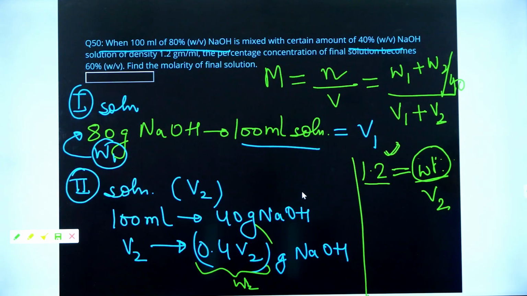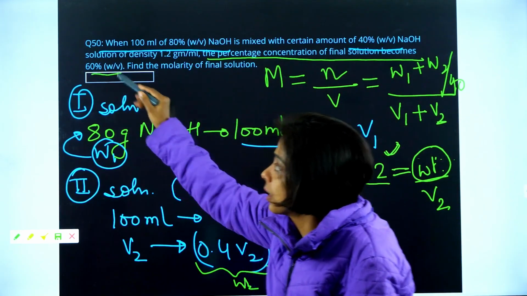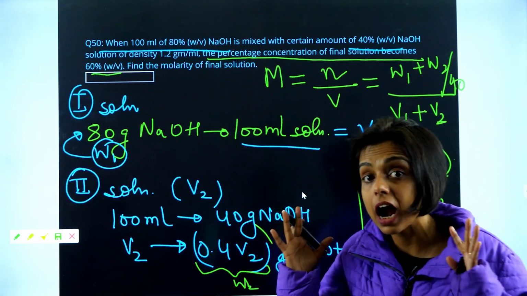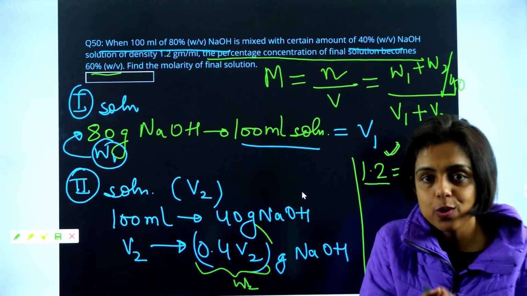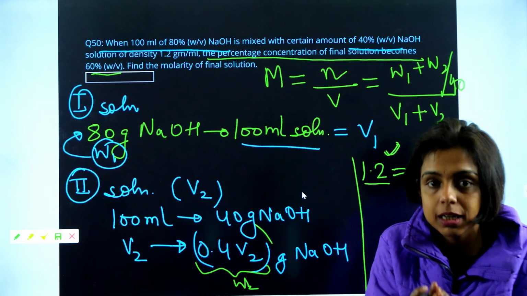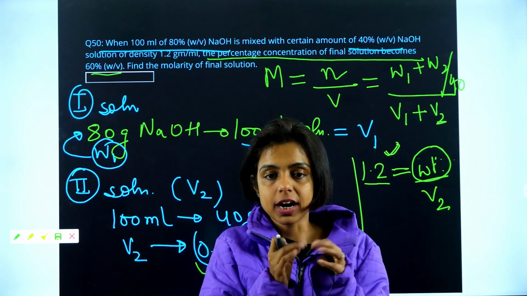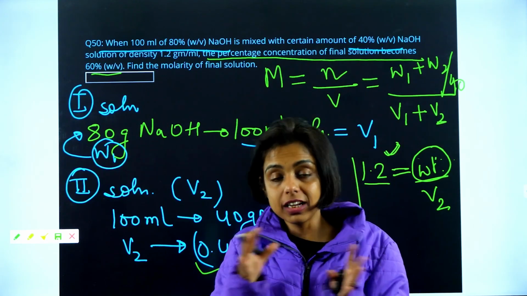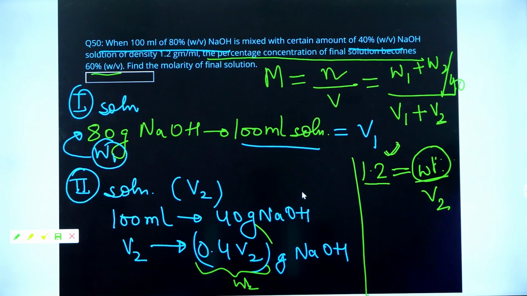The other part of the statement is that the percentage concentration of the final solution becomes 60% weight by volume. In the final solution, if I take 100 ml, 60 gram is the weight of NaOH, that is the solute. I will use this statement to figure out V2 when I mix two solutions, 100 ml of one, right? And some certain V2 volume of another. The final solution I'm getting is 60% W by V. So I will use that.